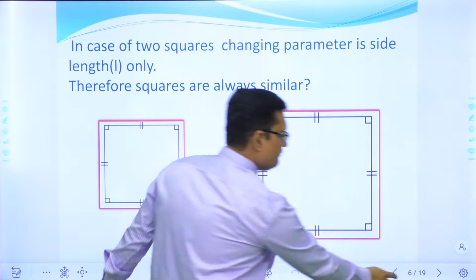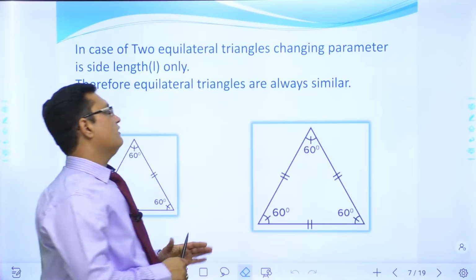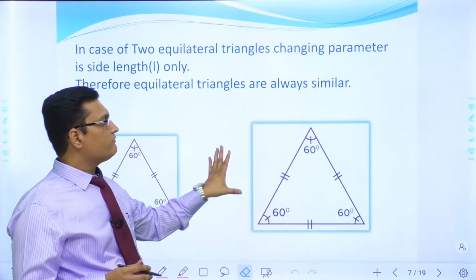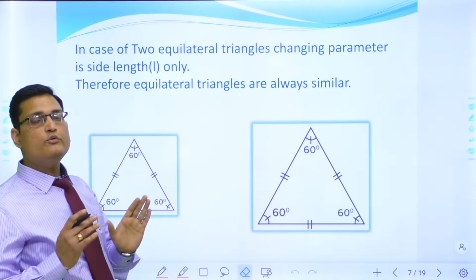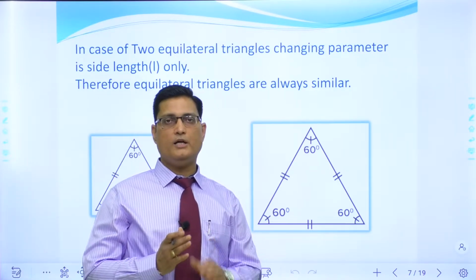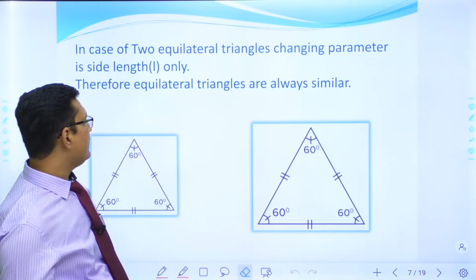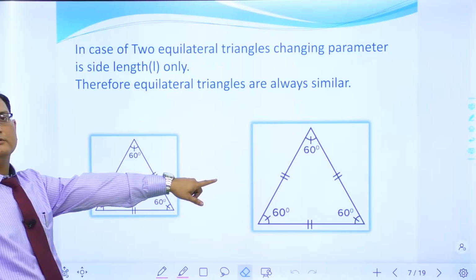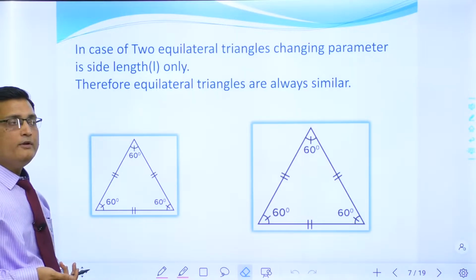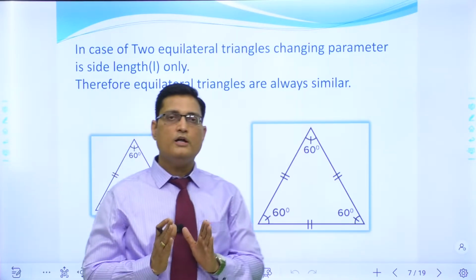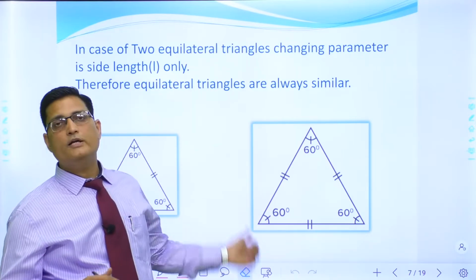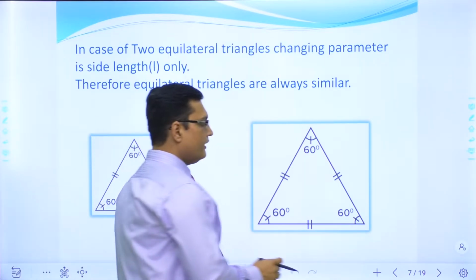Now we have the equilateral triangle. In the equilateral triangle also it is the same case. In this case also you can say that all equilateral triangles are similar. The reason behind it is that again it depends on the side length only. Only one parameter is changing. So I hope you understood that all circles, all squares and all equilateral triangles will be similar.